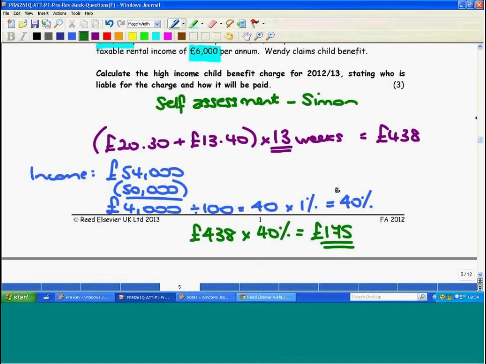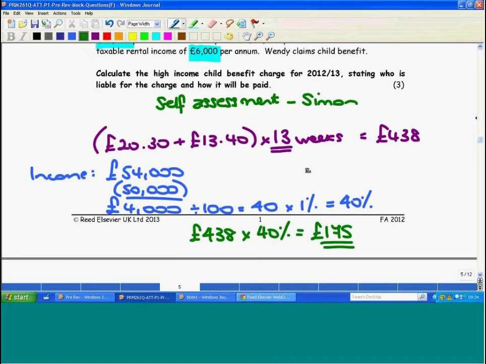Okay, so remember your tax tables are there to help. It does give away quite a lot of the information. It's giving you the weekly rates. It's telling you the 50,000 threshold. It's also telling you about the 1% charge. And the most important thing, that it's from the 7th of January 2013.